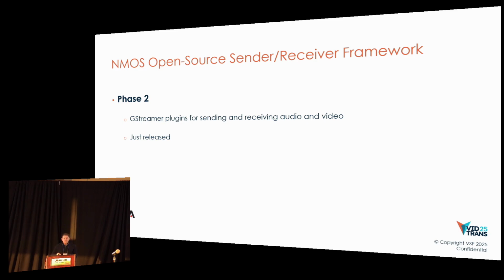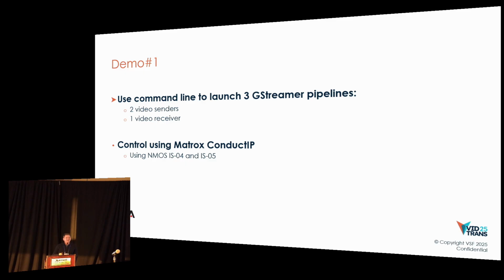I decided not to run the demo here, but just for safety reasons, I asked one of my colleagues to record a couple of videos, and that's what I'm going to show you. So firstly, demo 1, my colleague used a series of terminals to launch 3 GStreamer pipelines, so 2 video senders, 1 video receiver, and then using one NMOS controller, in this case it was Matrox Conductor IP, could be anything else. She connected the senders to the receiver, and you can see that you can switch from one to the other. So hopefully the video will play.